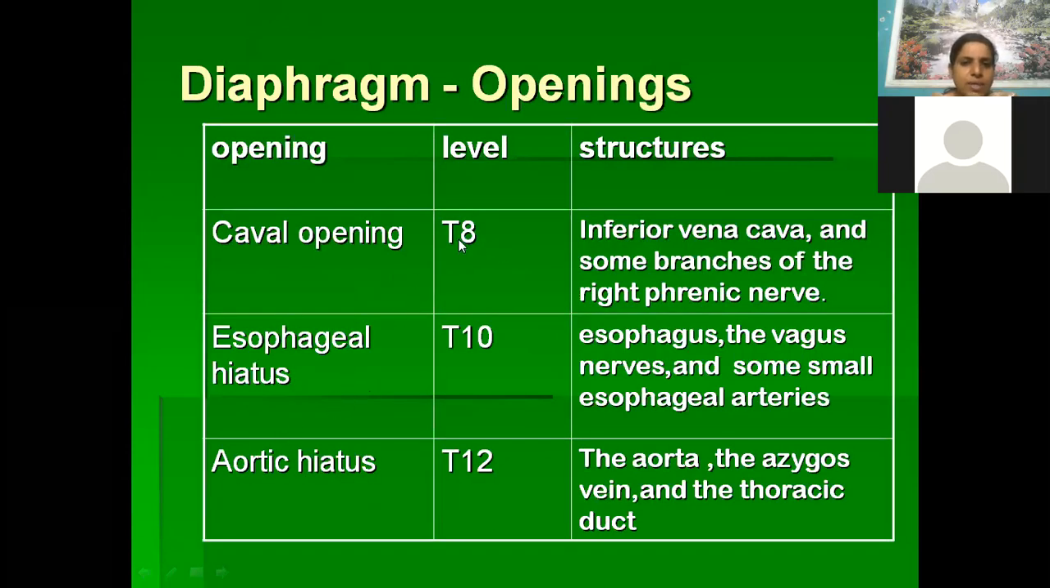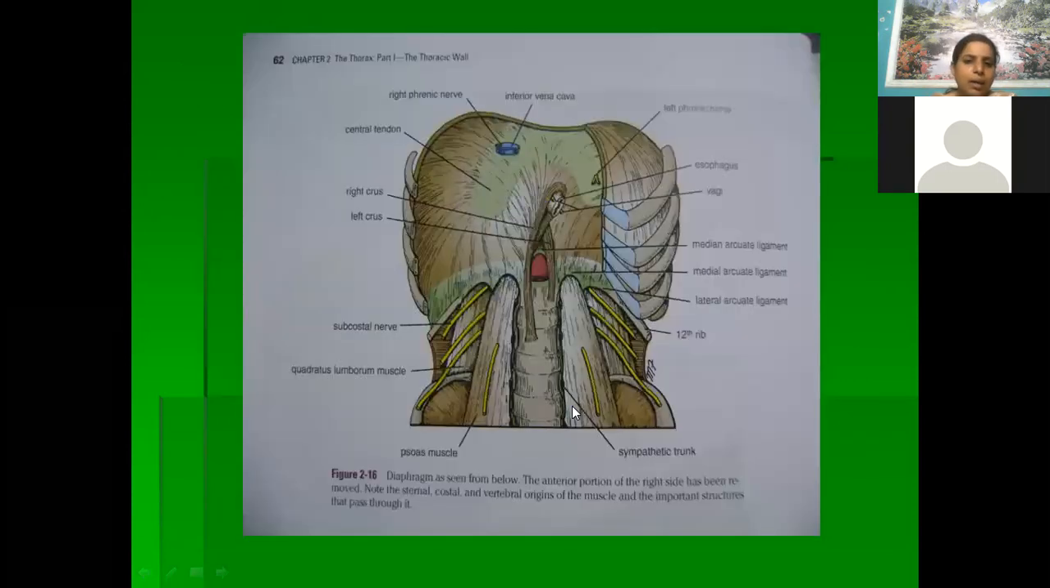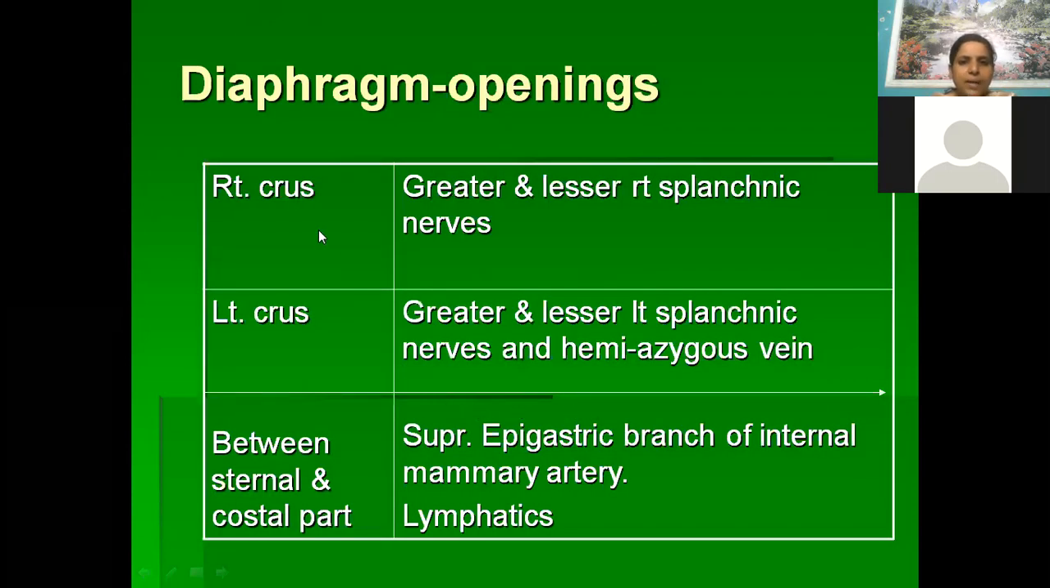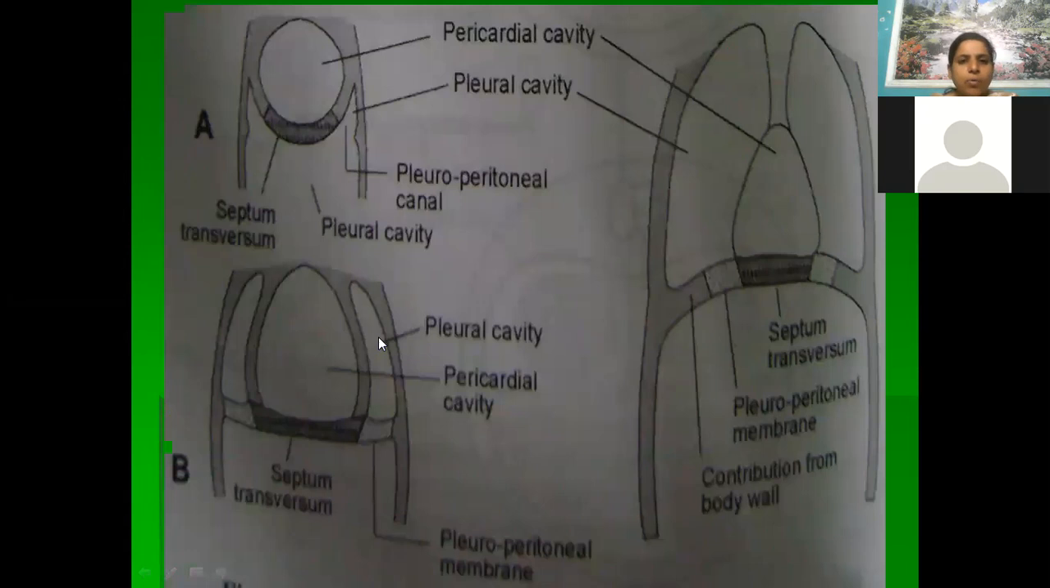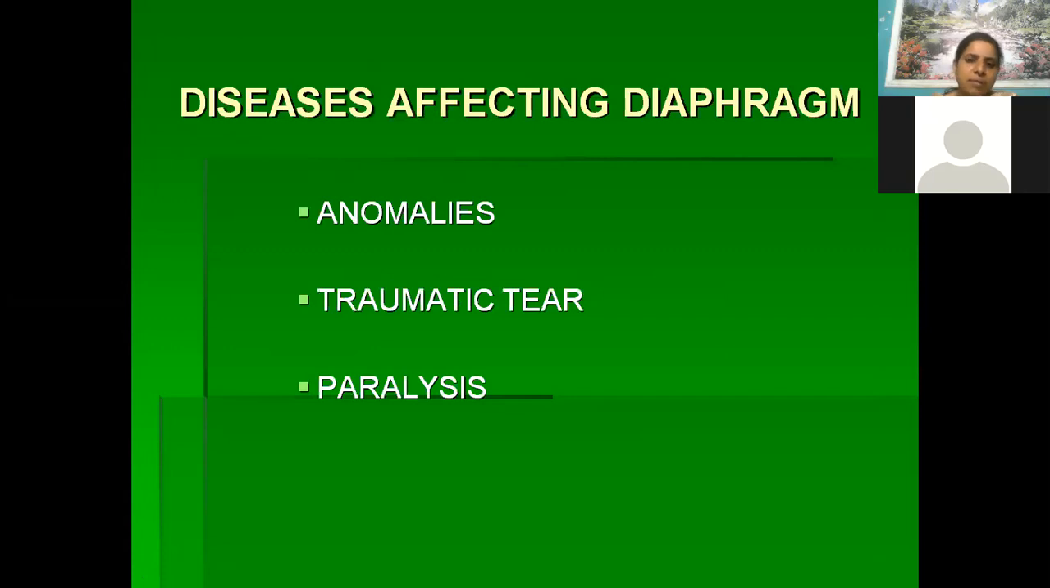So this I told you, 8, 10, 12, and we know the inferior vena cava, esophagus and aorta, and the other openings also we have seen diagrammatically. So the right crus, I told you, on either side we have that sympathetic chain, right? Development I will discuss later, beta. Now you will not even understand. We will do it all together once we are done with the major questions, whenever you say.